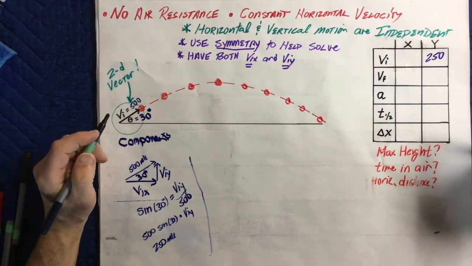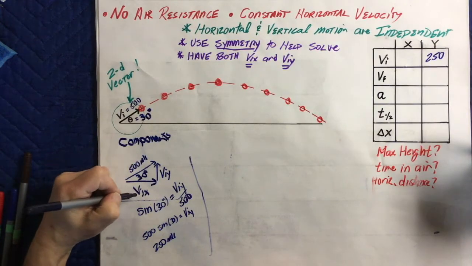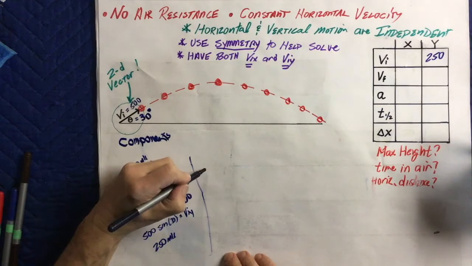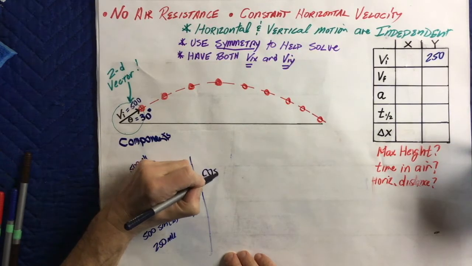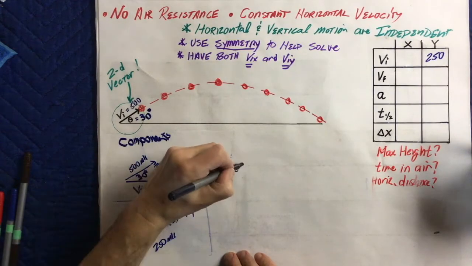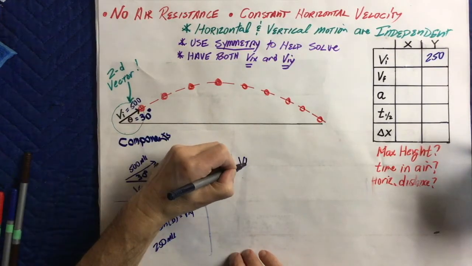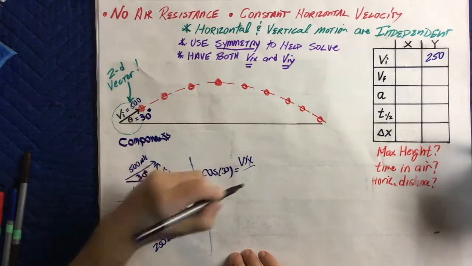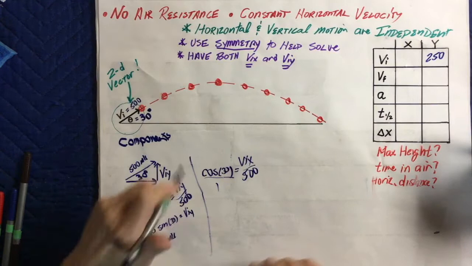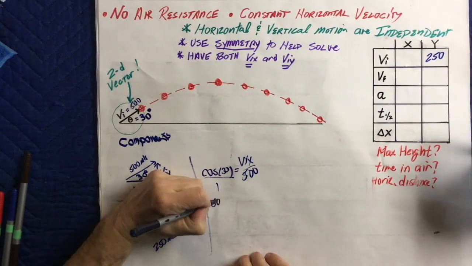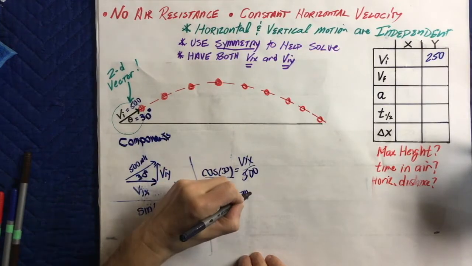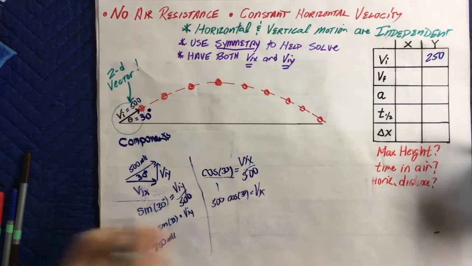So that's good. You can use Pythagorean if you want. I'm going to look at the fact that the VIX is the adjacent side to the 30-degree angle. So I'm going to say the cosine of 30 is VIX, the initial horizontal velocity, divided by the 500. And again, you're seeing the whole cross multiplication theme happening here. So 500 times the cosine of 30 is going to give us that initial horizontal velocity.